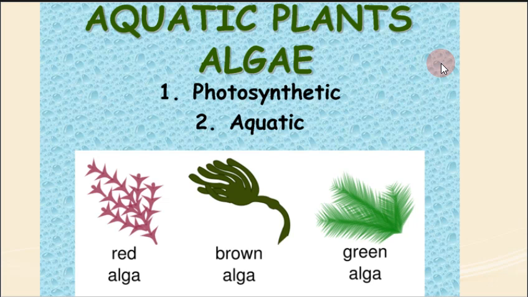Then we have our algae, but they're photosynthetic and they're aquatic. So this does not show any of the aquatic plants. We have grasses. There's seagrass. Seagrass grows underwater. Very few plants in the ocean. Mostly we're looking at algae.